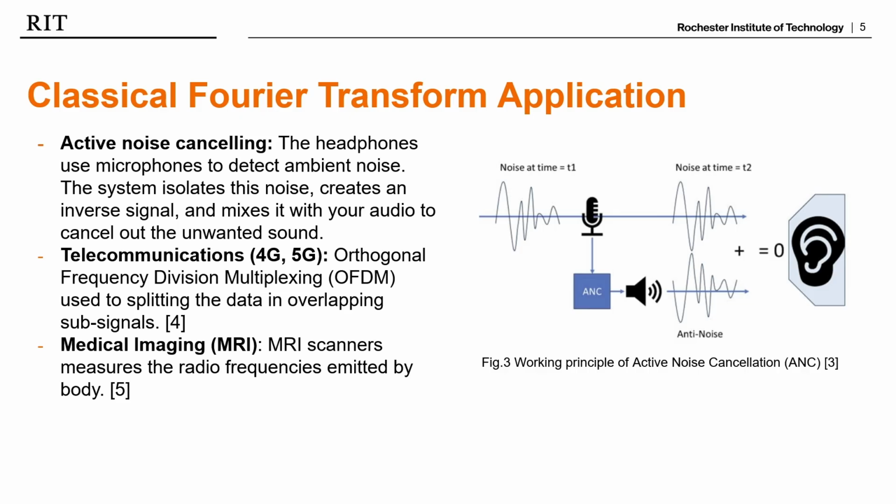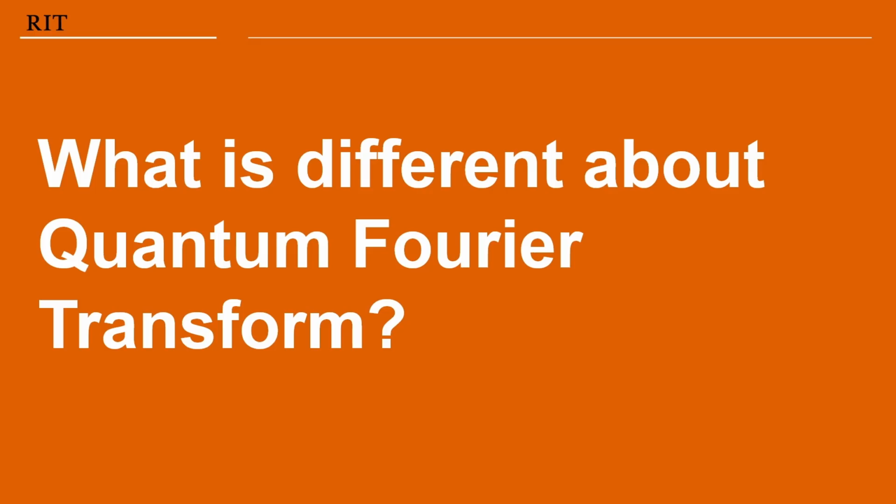In communication, Fourier-based methods help separate overlapping signals that share the same physical medium by isolating them in different frequency bands. In medical imaging, MRI scanners measure radio frequency signals from the body and then use the Fourier transform to reconstruct spatial images from the frequency domain data.